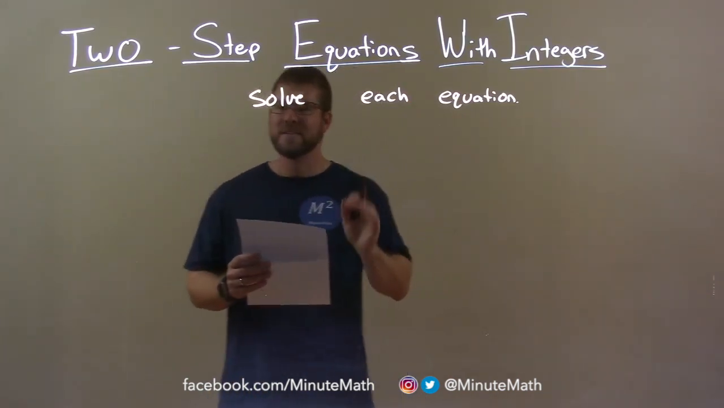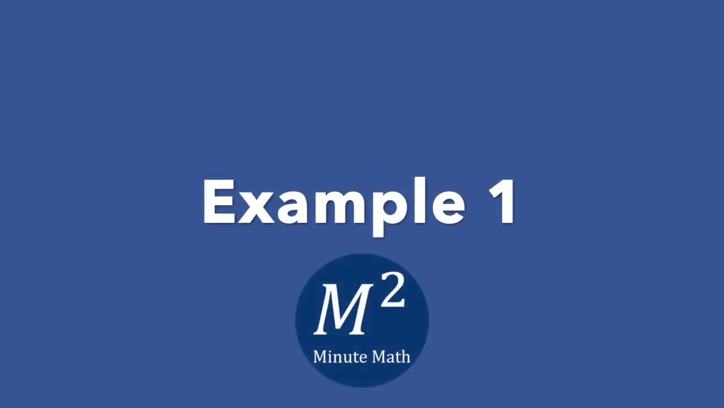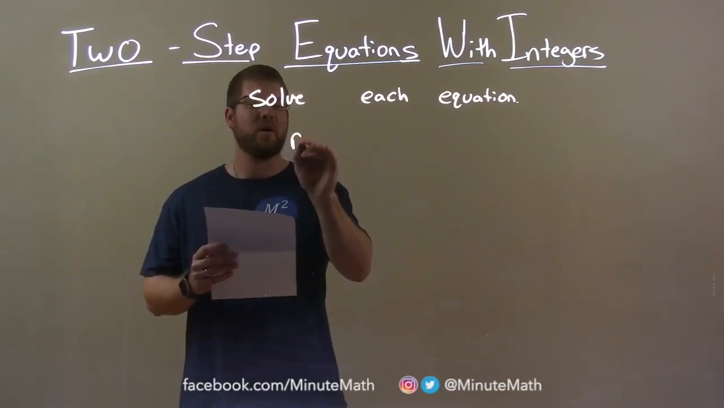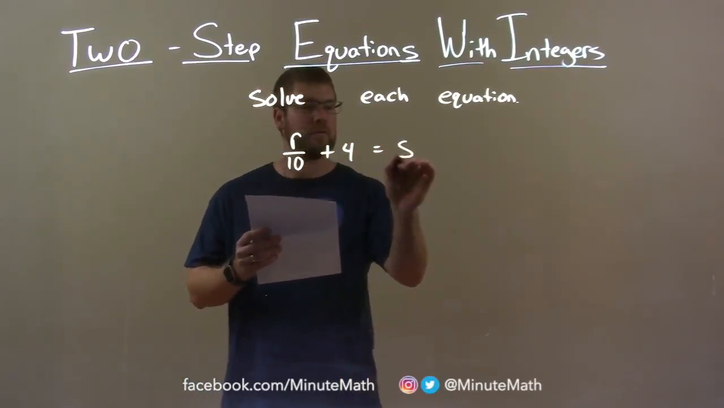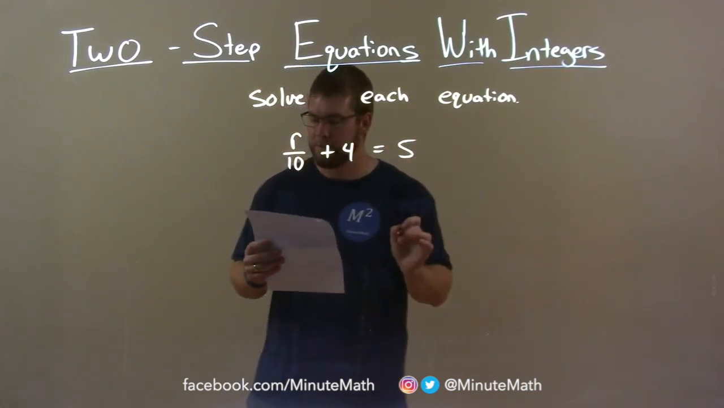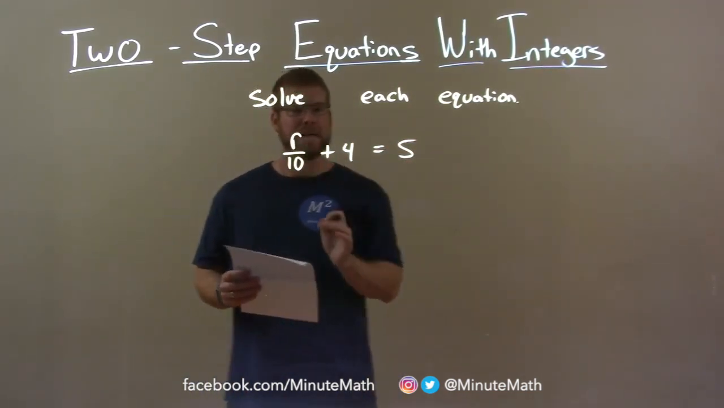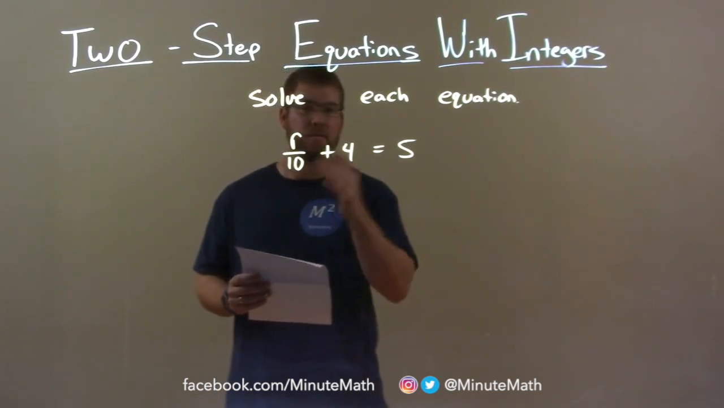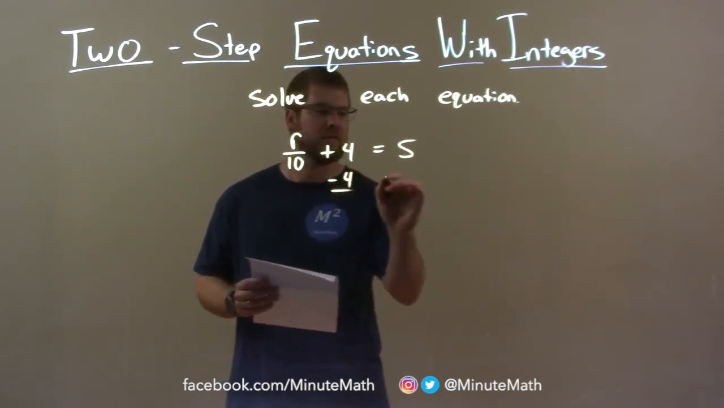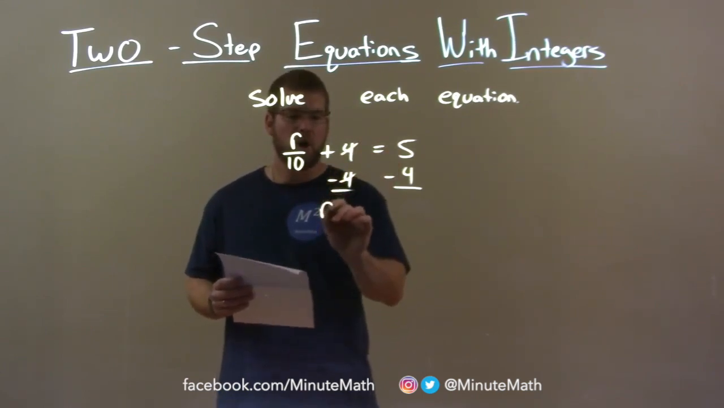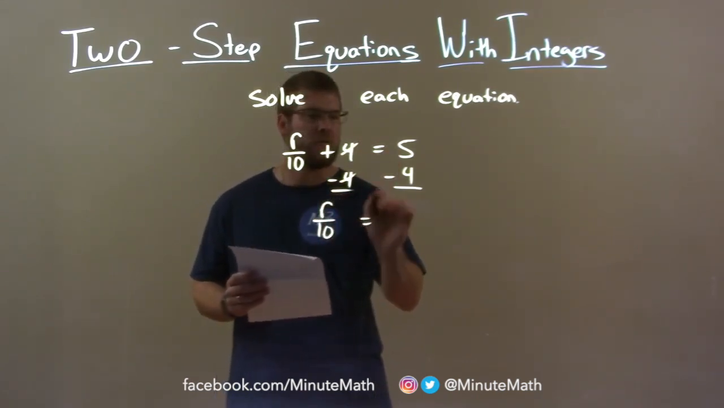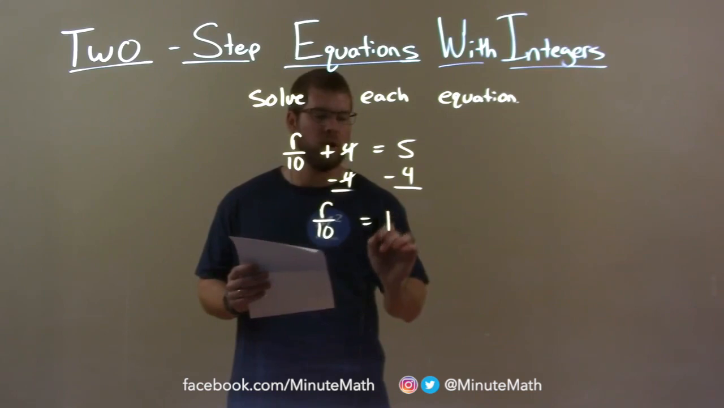Now, if I was given this equation, r over 10 plus 4 equals 5, all right? Well, I want to get r by itself, so to do that, I need to subtract a 4 first to both sides. Subtract a 4, and we're left with, well, the 4's cancel, so r over 10 by itself on the left. 5 minus 4 is 1.